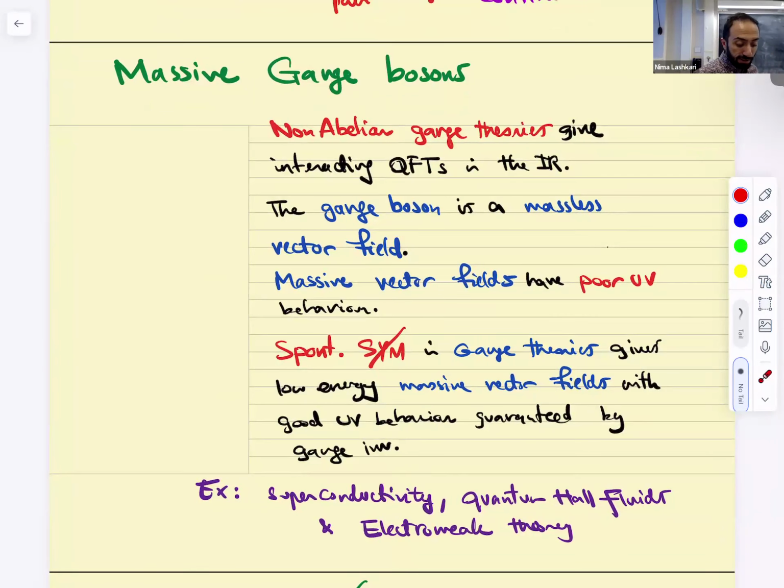O(N) symmetry is spontaneously broken to O(N-1). We did the counting, right? So how many massless modes are there? N minus 1 massless modes. N minus 1 Goldstone bosons.